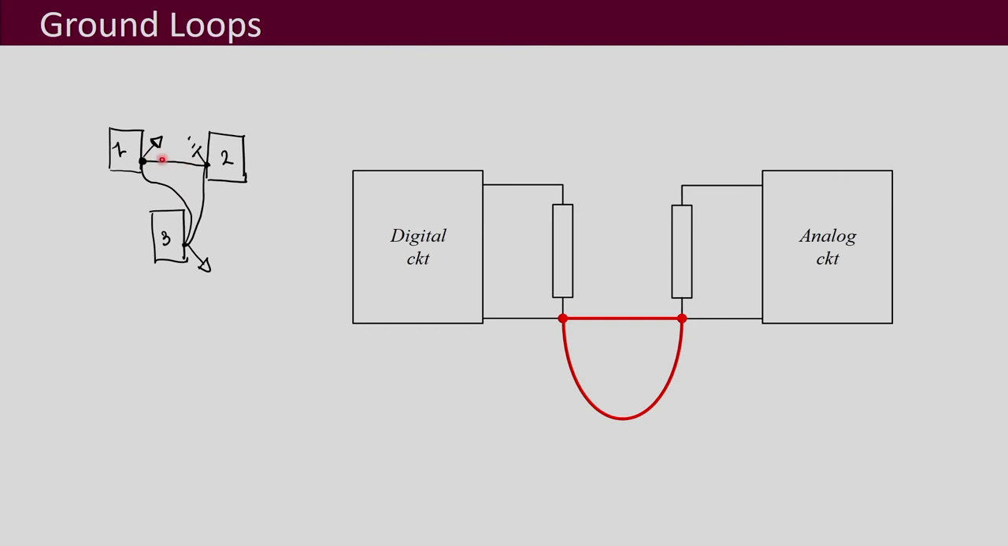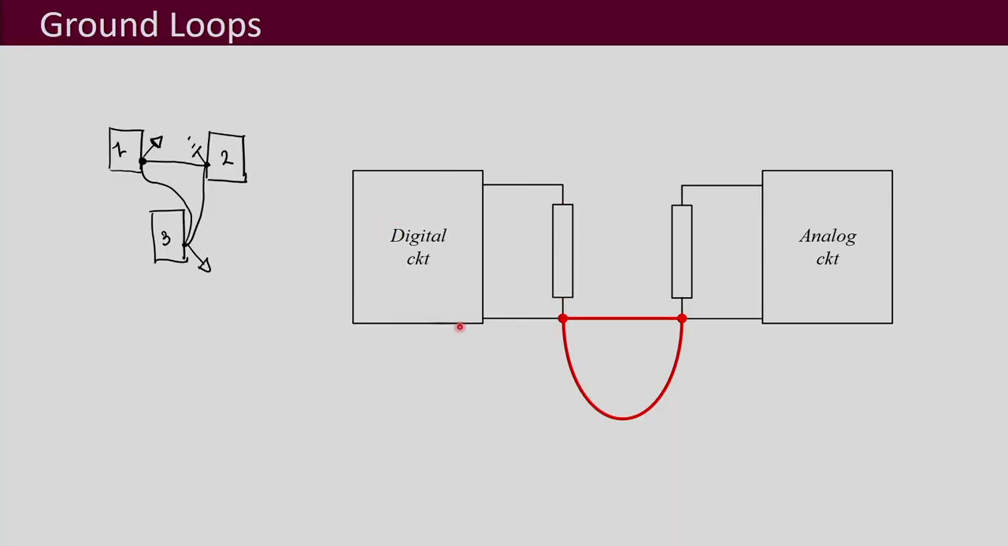Now, this kind of formation is called a ground loop. That means there is not just a single path between two types of grounds, but multiple paths. There is a second path between two types of grounds. Now, this is undesirable and should be avoided. What is the reason that ground loops should be avoided? Let us look into it.